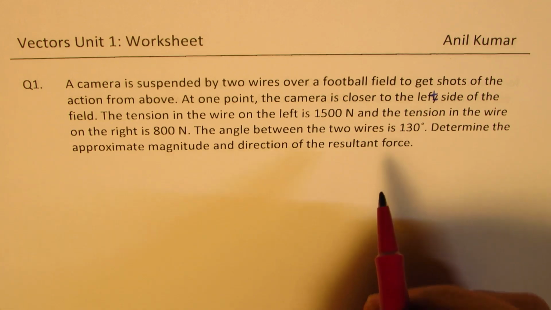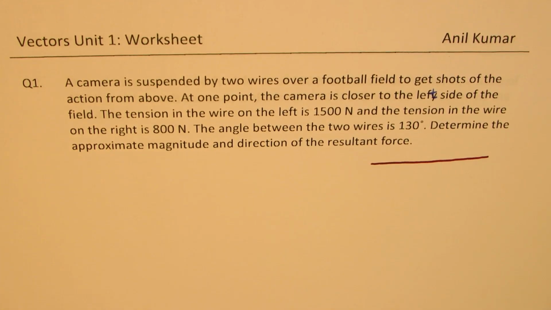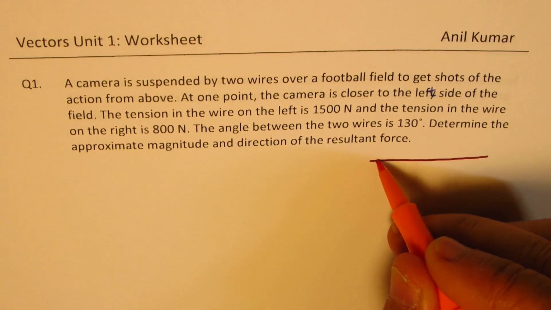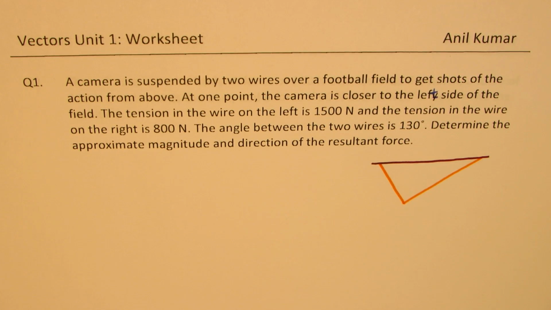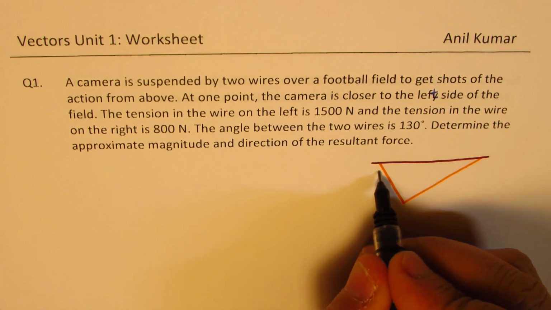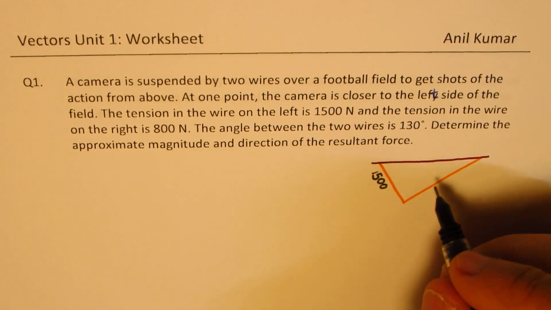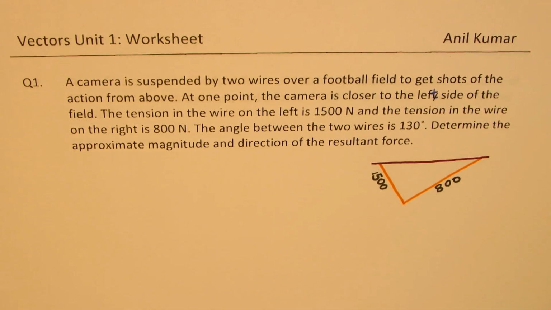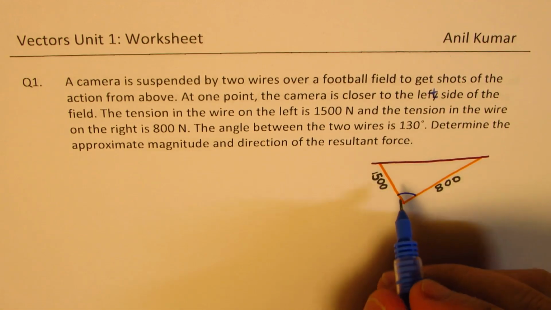Okay. So let's make the diagram to illustrate this situation. Let's say that is the bar from where we are suspending the camera. One of the wires is shorter, the other one is longer. So we'll make one shorter and the other one longer. Now we are given that the tension in the wire on the left is 1500, so we'll say this is 1500 newtons, right? And this one is 800 newtons. And the angle in between is 130 degrees. Okay, that is the situation.